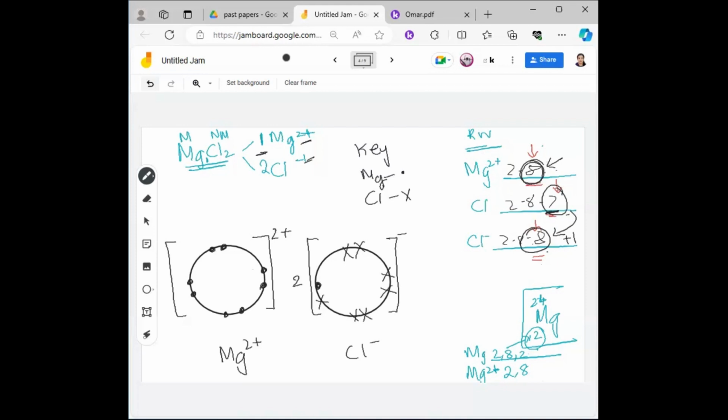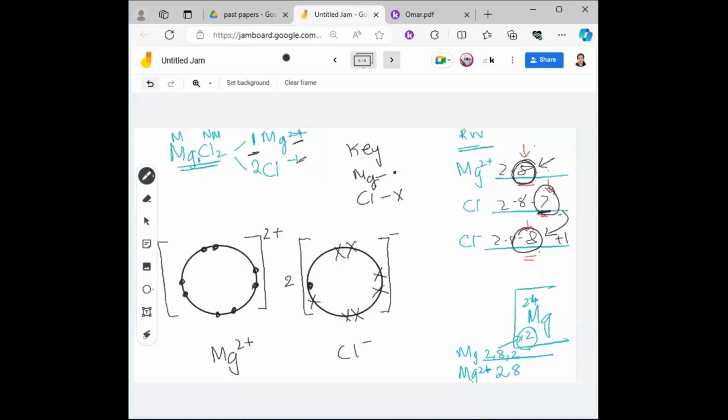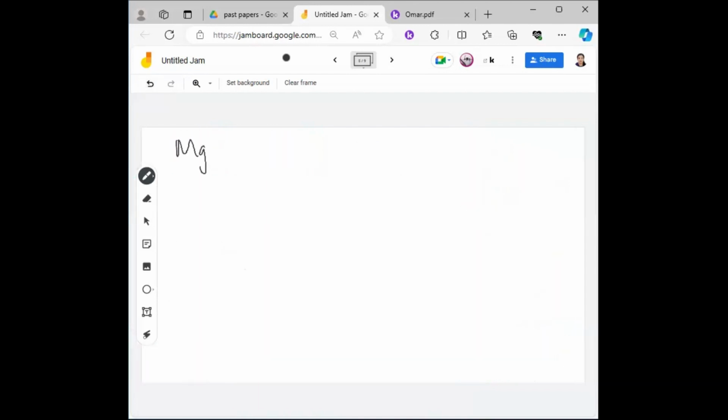You got it? Okay, please come to the next page, and I want you to draw a dot and cross model of this one, please.